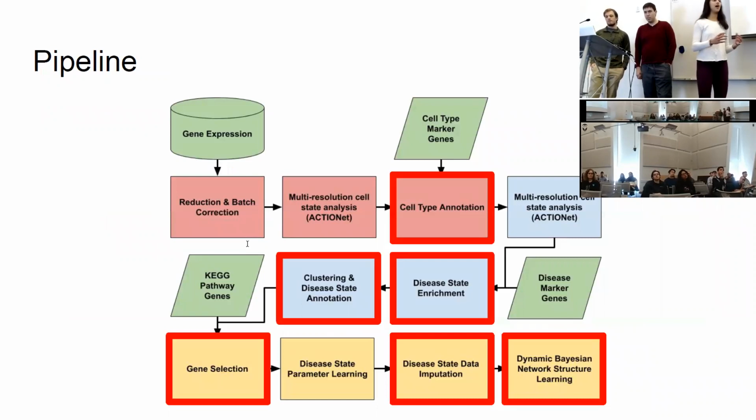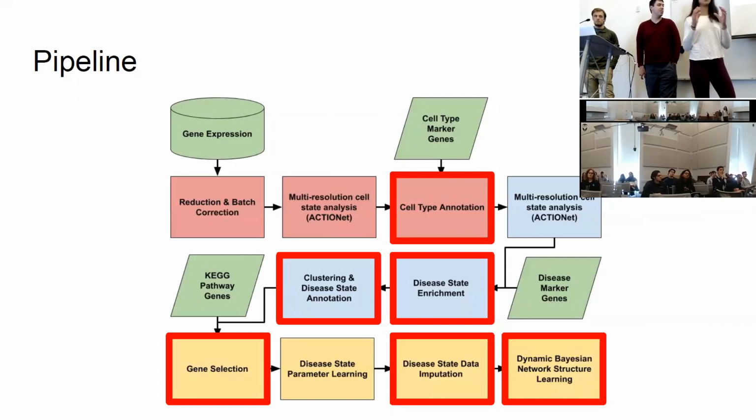So an overall pipeline of how we're going to accomplish this is that we're going to start with an input of single cell RNA-seq data as well as cell type marker genes. And we're going to take this to figure out what cell type specifically we want to analyze. From there, we want to use disease state enrichment so we can figure out a way to cluster cells that are within the same disease state. Now, this is somewhat vague and we'll go into it later, so don't worry about that.